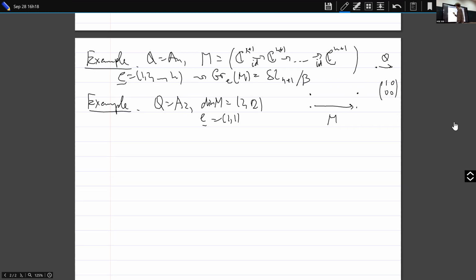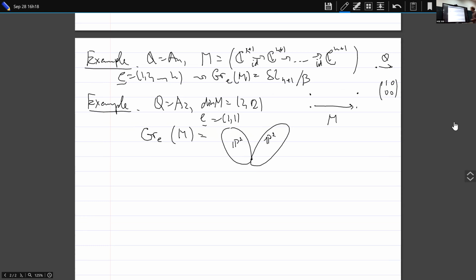And actually, this quiver Grassmannian of E in M is reducible, so it looks like two copies of P1 that intersect at one point.